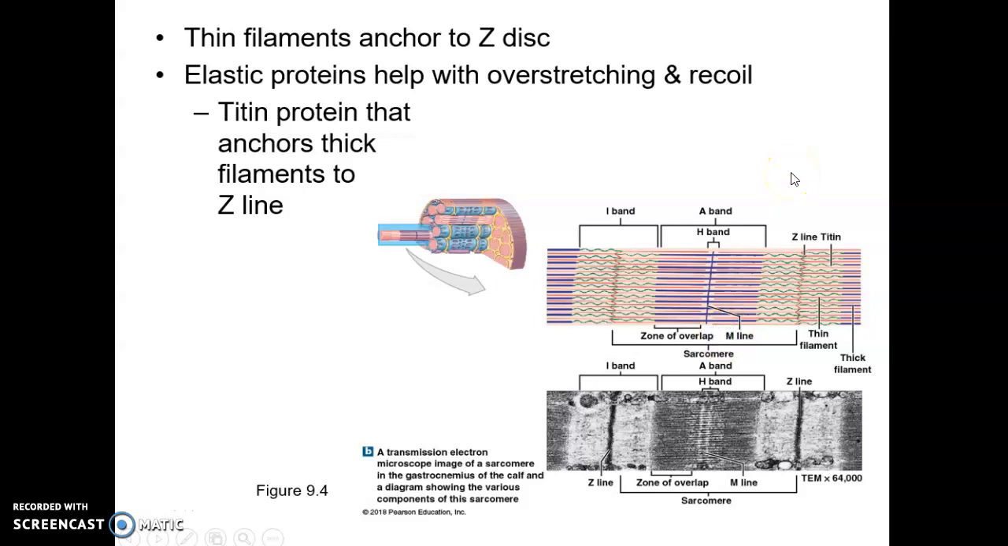And to finish up that last point, titin is a protein that anchors the thick filaments to the Z line. So here in blue are the thick filaments, and that green zigzaggy structure is the titin protein filament that holds the thick filaments, anchoring them to the Z line there and over on that side there.